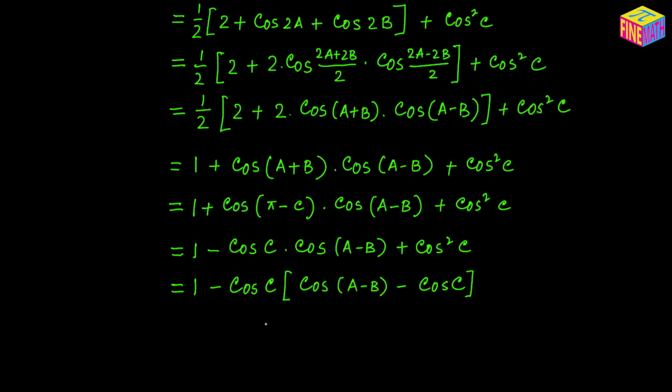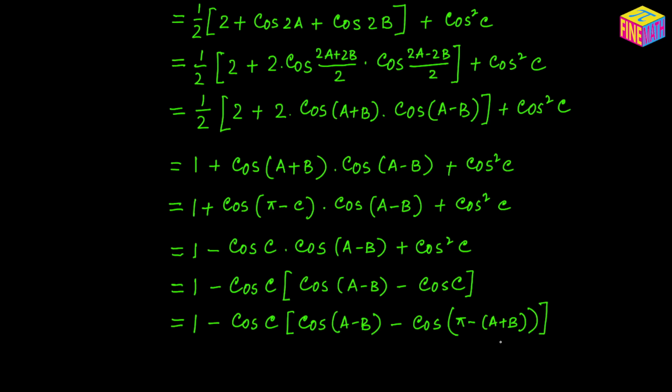Now from here what we are going to do, we are going to keep 1 as is and then negative cosine of C as a common factor, and then within the bracket we have cosine of A minus B, and then in place of C I am going to write like this. I am going to write it as pi minus A plus B, because you know that A plus B plus C is equal to pi radian, so C can be written as pi minus sum of A and B.